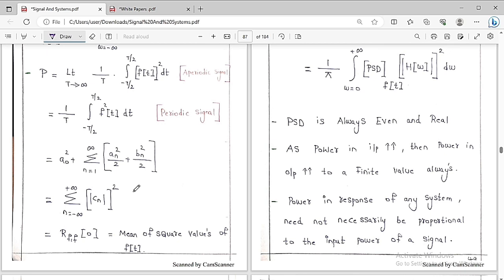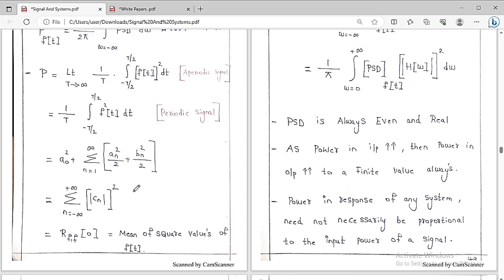Suppose they give the Fourier series in the exponential form. If it is given as an exponential Fourier series, then how do we figure out the power? It is the sum from n equals minus infinity to plus infinity of mod of c of n whole square.